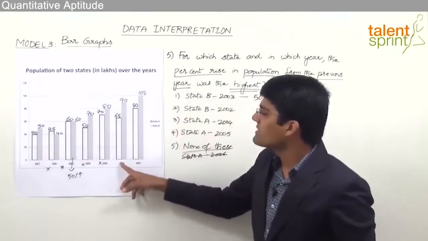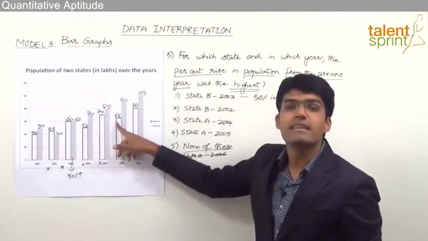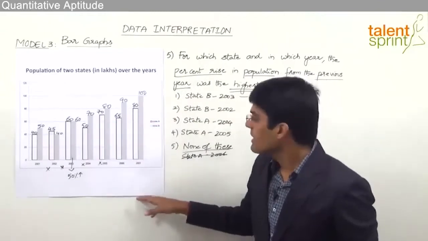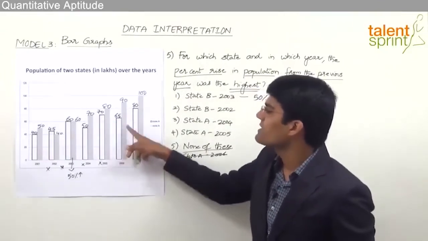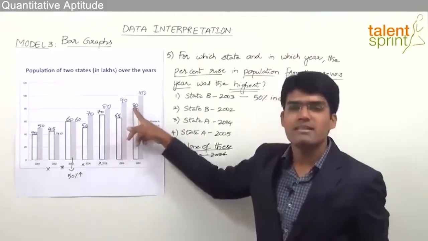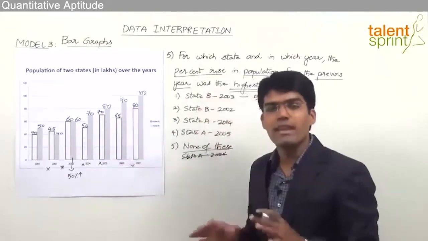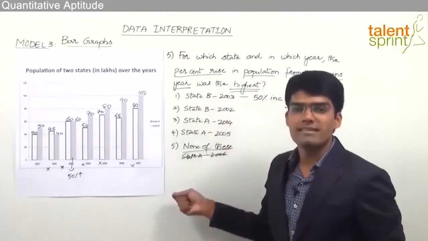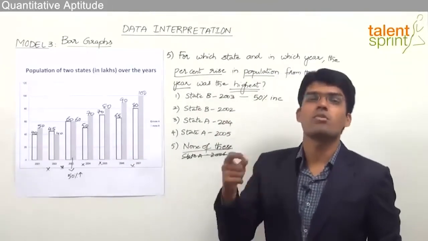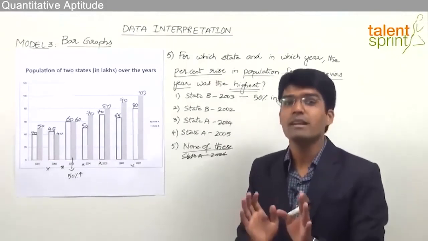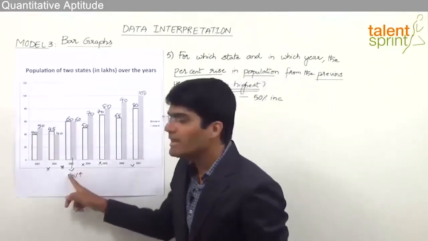Again, if you go for 2006, we find that the population of state A is decreasing. So that cannot be the answer. And in the last year 2007, 65 is becoming 80. But this again doesn't seem to be a 50% increase. So even 2007 is cancelled. So no way state A for any of the years has shown 50% or more than 50% increase. So far our answer remains state B in 2003 only.